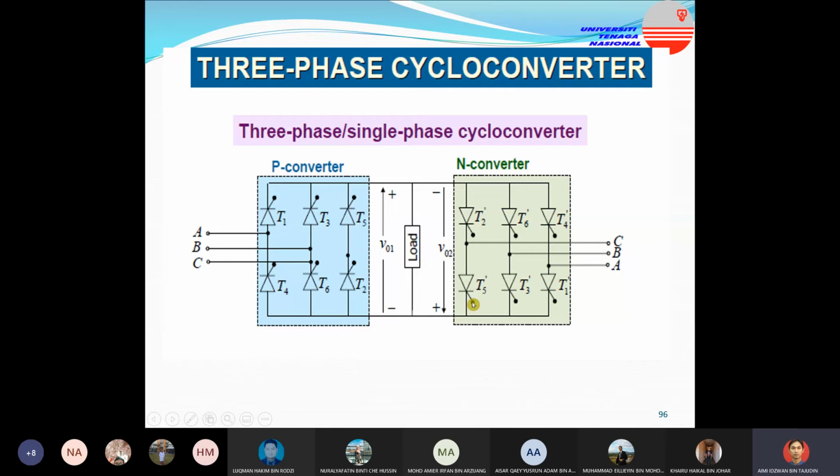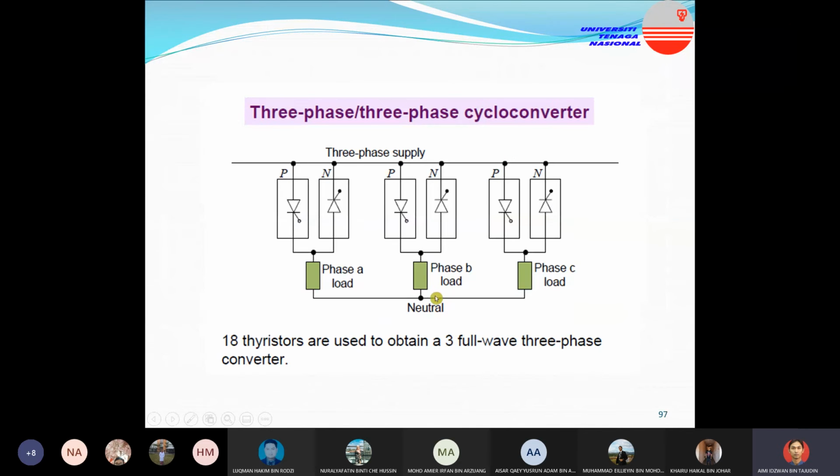Commutator macam saya cakap last time is a process to change from AC to DC. Okay, naturally commutated. Okay, so kita ada macam-macam lah. Ada 18 transistor I used to obtain a 3-phase full wave 3-phase converter. Sebab dekat sini kita ada P dan N, P dan N, P dan N. Dekat sini ada 3, so 3 kali 6 kita ada 18 transistor.